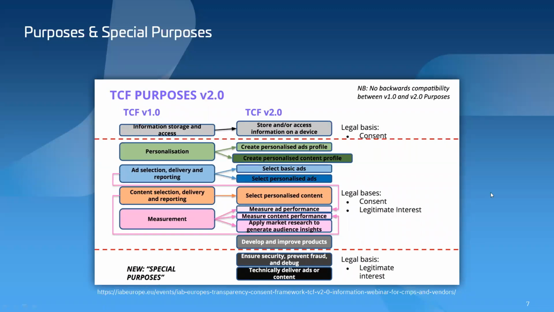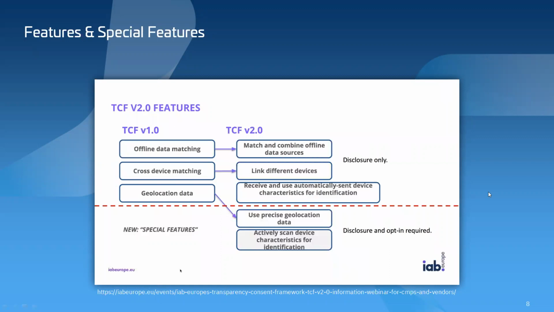Then on the other hand, there's features. As I said, a feature is a data processing that could span across multiple purposes. For example, match and combine offline data sources. So when you combine data sources online and offline, etc. Linking different devices. Receive and use automatically sent device characteristics for identification. Fingerprinting is the name for this.